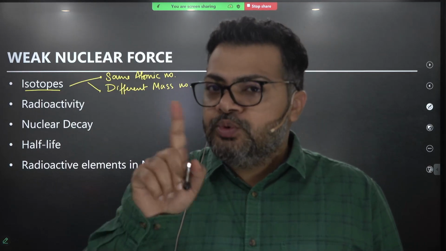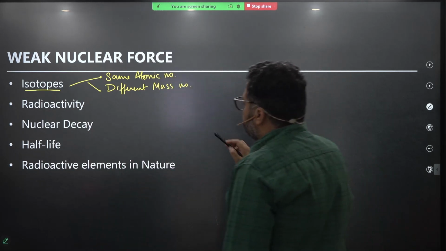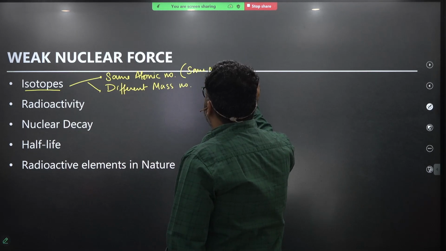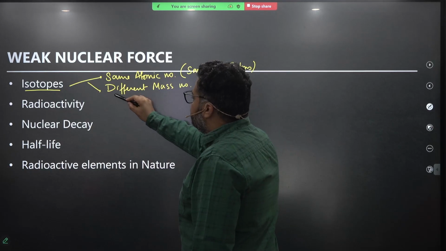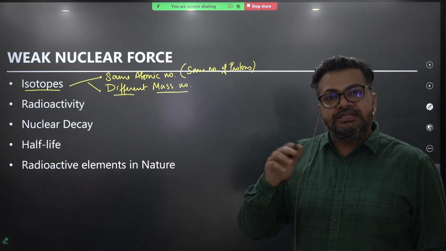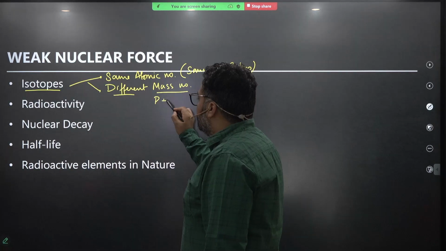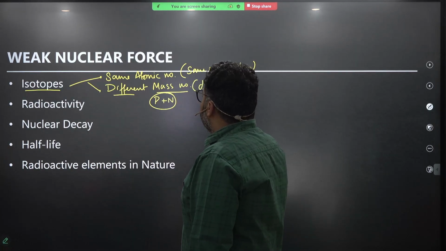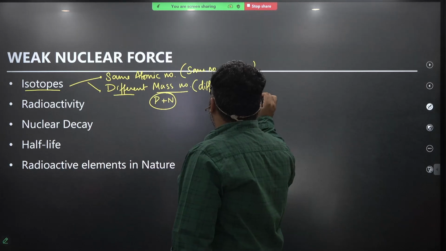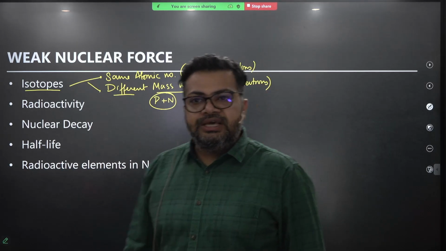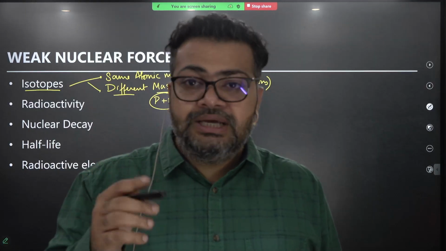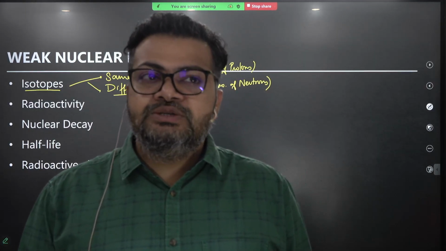That means their number of protons is the same. When I say they have the same atomic number, that means they have the same number of protons. But guys, when I say different mass number, what will that mean? It means a different number of neutrons, because mass number is protons plus neutrons, right? So their number of neutrons is different. They are technically the same element but have a different number of neutrons. The number of protons remains the same. So guys, this is what we have under isotopes.